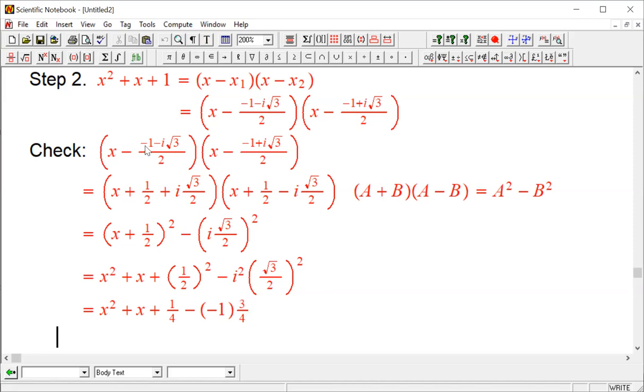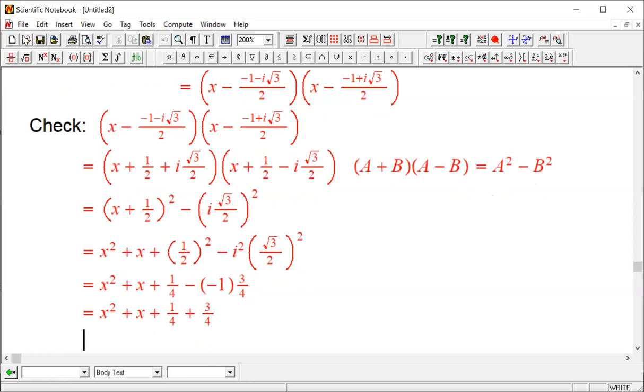Okay, so in the end, you will see this will work perfectly. You're going to have x squared plus x plus a quarter plus 3/4, which is exactly x squared plus x plus 1. Okay, so these are the factors.